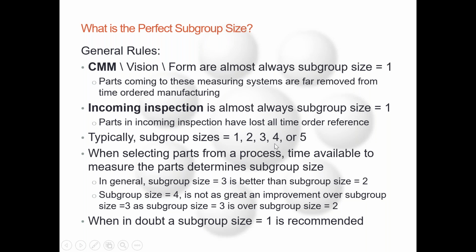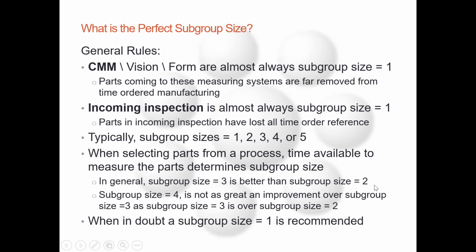Typical subgroup sizes are between 1 and 5 in general. When selecting parts from a process, time available to measure the parts determines subgroup size. So in general, a subgroup size of 3 is better than a subgroup size of 2. If you had to choose between 2 and 3 and you really could support 3, you're going to get a better chart. A subgroup size of 4 is not as great an improvement over 3 as 3 was over 2. And certainly 5 is going to be less of an improvement. So if there's a sweet spot, it's probably around 3.